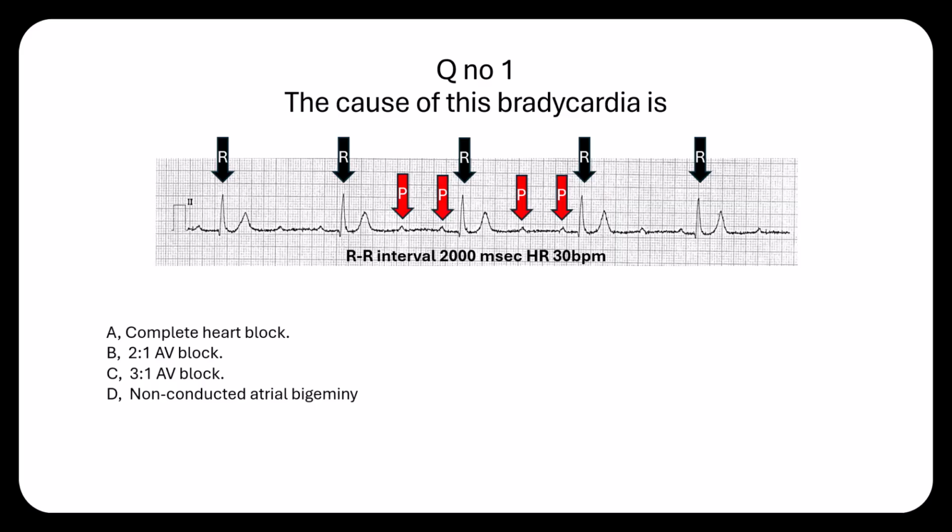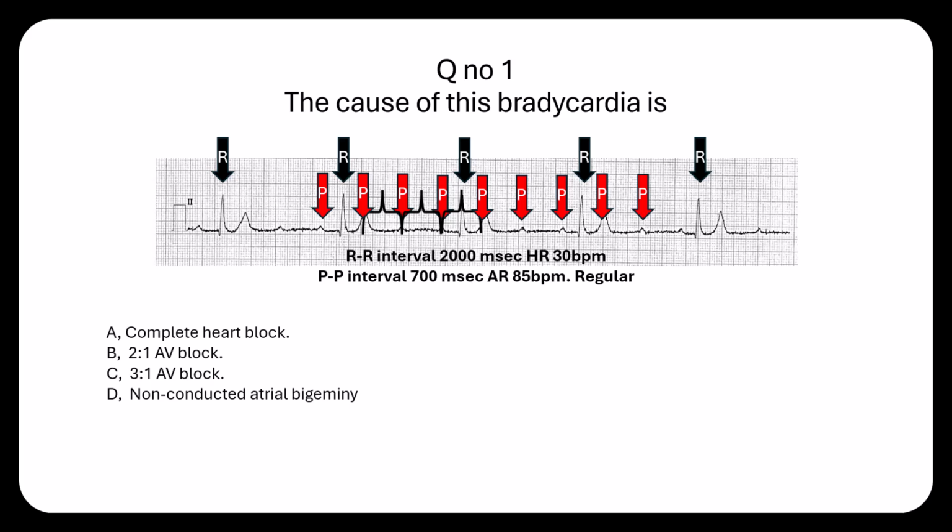Obvious P waves are mapped and a caliper to measure P2P interval is used backwards and forwards to establish the atrial rhythm. Atrial rhythm is mapped out to be regular at P2P interval of 700 milliseconds, giving an atrial rate of 85 beats per minute. Regular atrial rhythm rules out option D. There are 3 P waves per each QRS complex. This rules out 2 to 1 AV block as the cause of bradycardia. We are now left with complete heart block and 3 to 1 AV block.